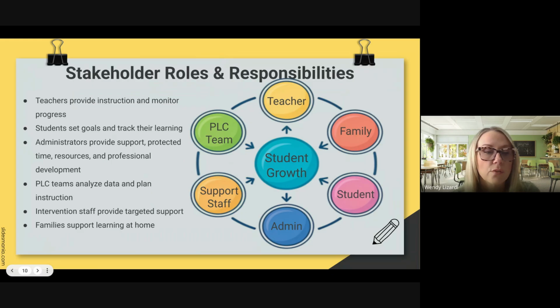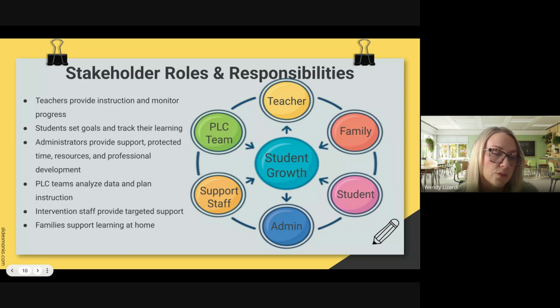So student growth is at the center. Teachers are going to provide instruction, small group support, and monitoring the students' progress. Students have a big stake in this as well. We need to promote that student agency that we talk about all the time with AVID. So we want them setting goals and tracking their learning so that they can take ownership of their growth.